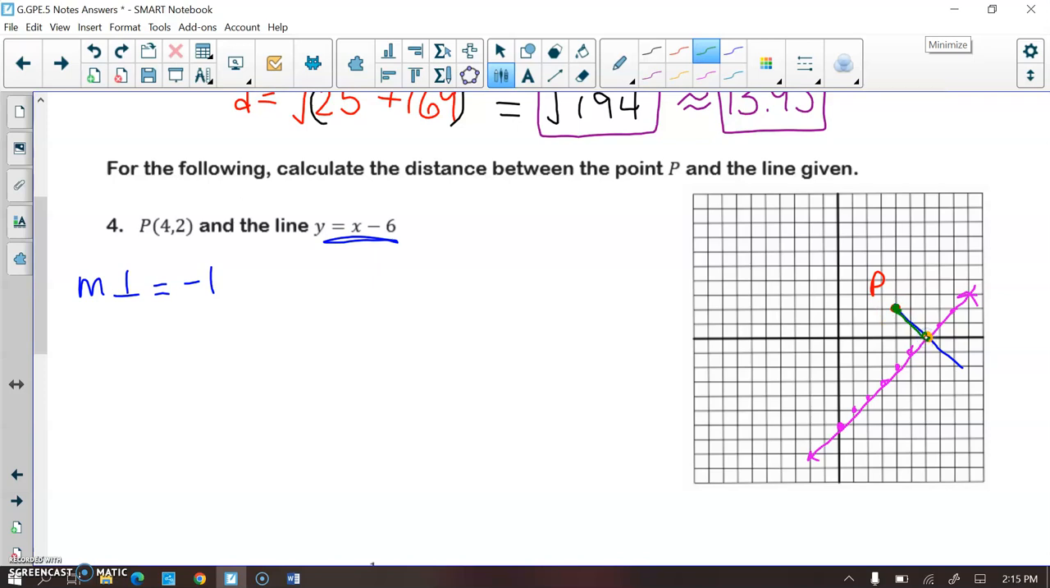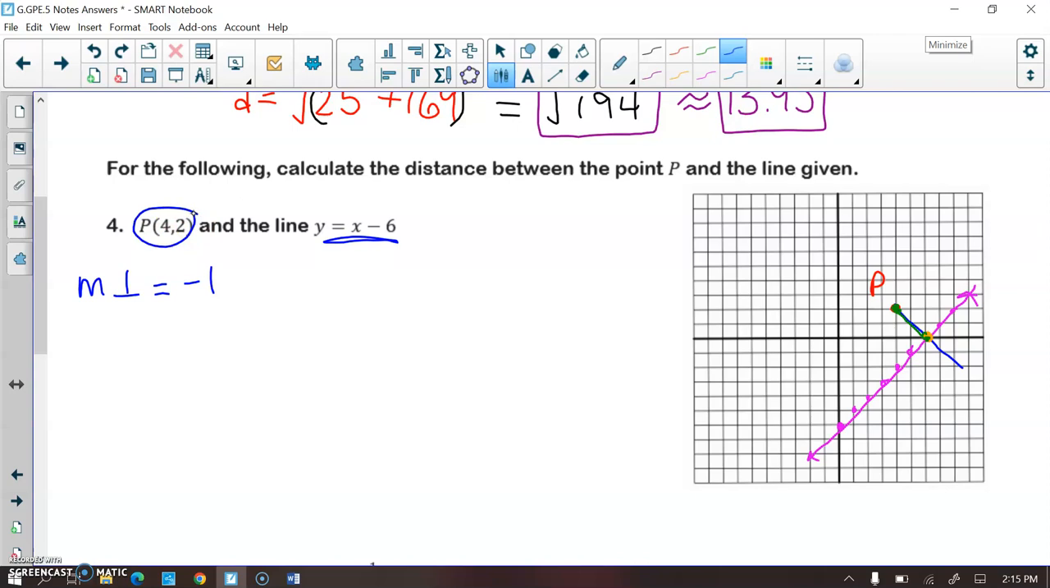Now, to find the intersection point between that blue and that pink line, that yellow dot, when we're always finding an intersection point, we use a system of equations. So I need to find the equation of that blue line. The blue line has a slope of -1 because it's going to be perpendicular to the pink line, and it's going to go through point P.